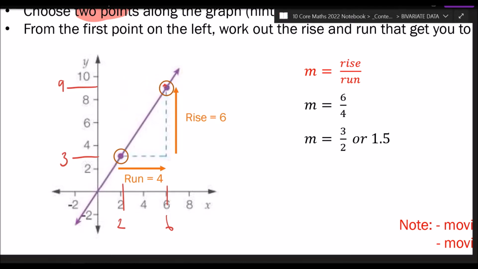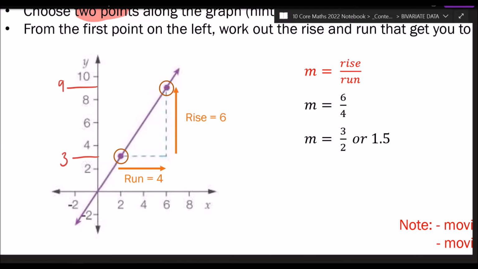I could go the other way as well and say that the run is 1, 2, 3, 4, and then the rise is 1, 2, 3, 4, 5, 6. That's why the run and the rise are whatever the values are there.